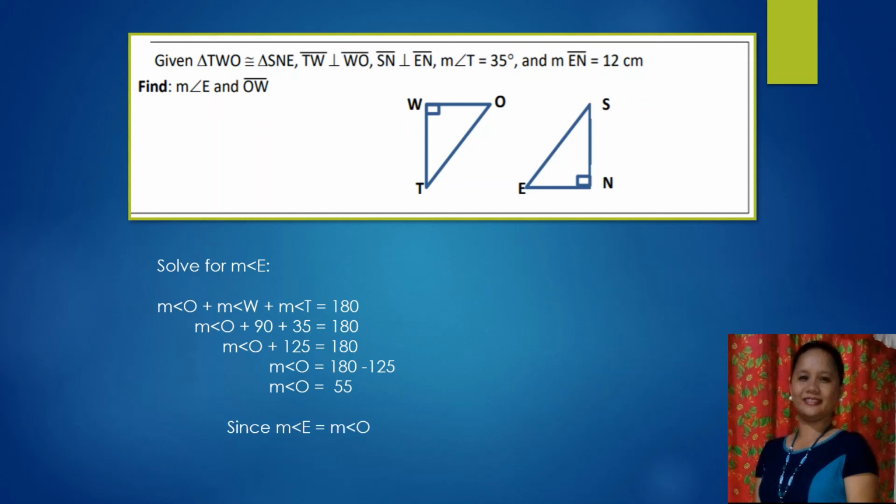Now since measure angle E is equal to the measure of angle O, we can conclude that measure angle E is equal to 55. Then let's solve now the length of segment OW. To solve for segment OW, since OW is equal to EN, I am referring to their length, we can conclude that the length of segment OW is also equal to 12 cm, since from the given, the length of segment EN is also 12 cm.